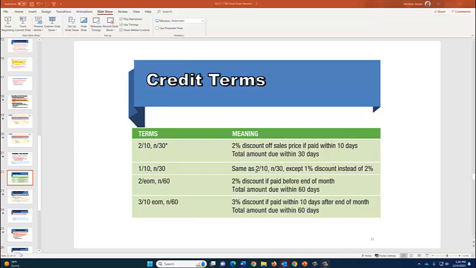1/10 net 30, same as the 2/10 net 30, except there's only a 1% discount. 2/EOM net 60, that's a 2% discount if it's paid before the end of the month. If not, the net amount is due in 60 days. And then 3/10 EOM net 30 is a 3% discount if paid within 10 days after the end of the month, or the total is due in 60 days.